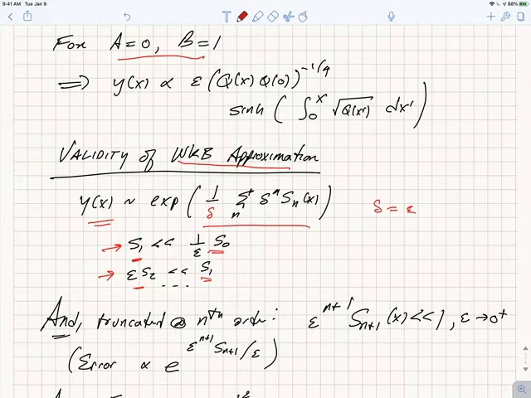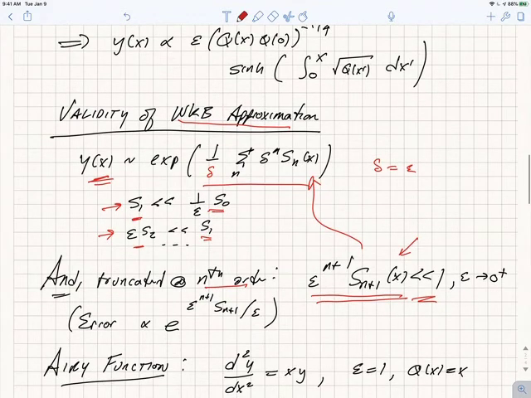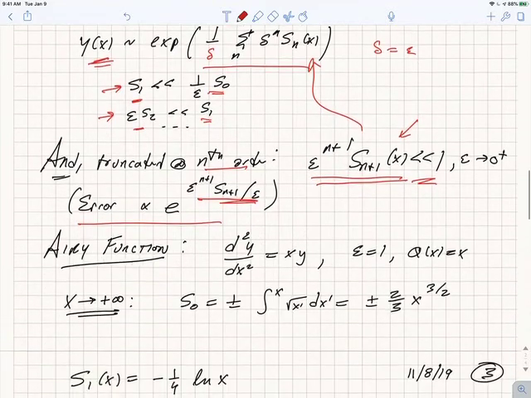But actually there's more than that. If we truncate at nth order, this is the next term, epsilon to the n plus 1, Sn plus 1 of x. That's going to be a term we're leaving out in the exponential. If this is going to be a good approximation, remember we're exponentiating it, then it had better be true that this is also small. So it's not sufficient just for each term to be successively smaller, but the term that you leave out had better be small in and of itself. So the truncation error, if you think about it, is of order e to the epsilon n plus 1, Sn plus 1 over epsilon. So we need this whole term to be small.